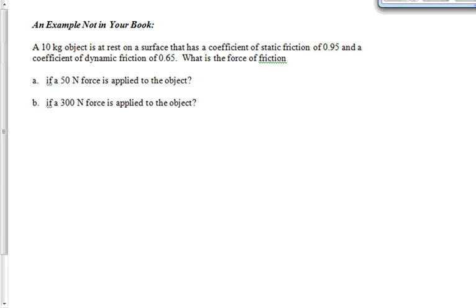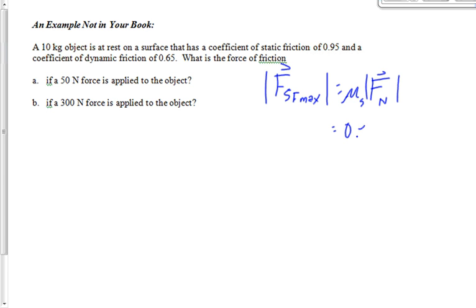Here's what I want to do first. Let's get the maximum possible force of static friction. We don't know that that's what friction is, but let's get that value first. F_SF max, maximum force of static friction, is equal to mu times the normal force. 0.95 times, assuming it's on a flat horizontal surface, it's m times g, or 10 times 9.81. 93.195 newtons.